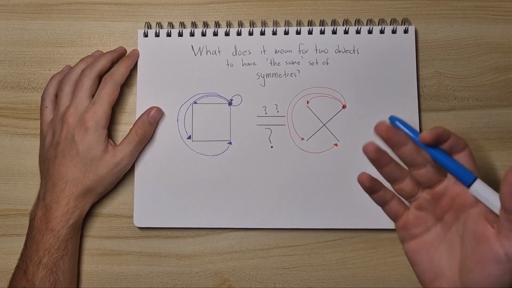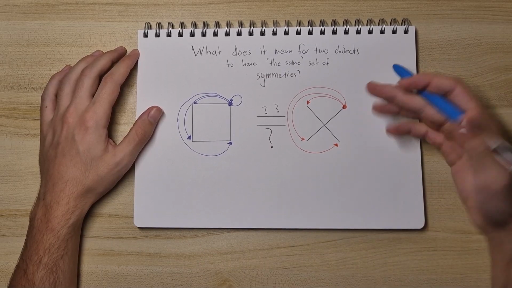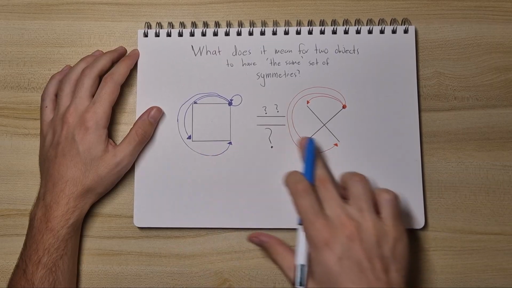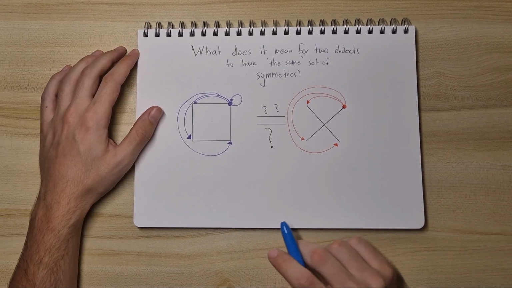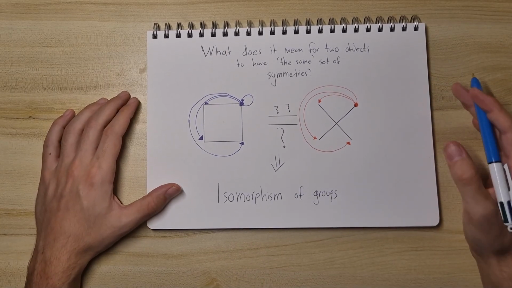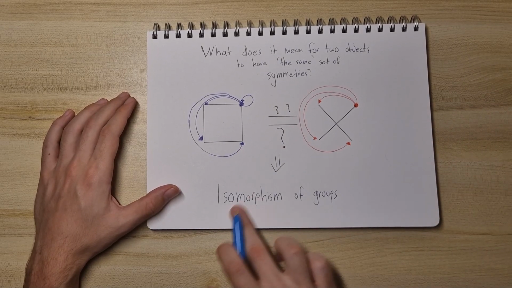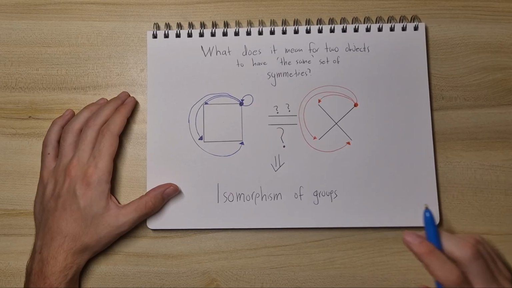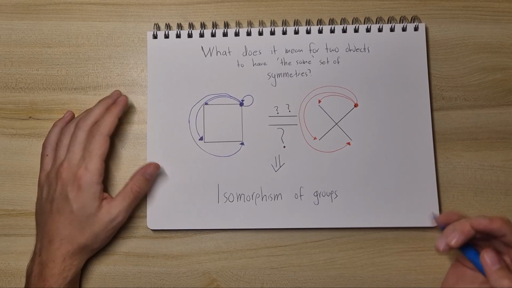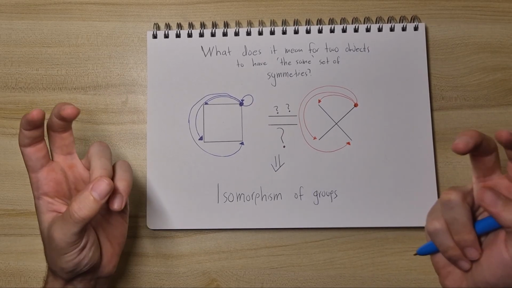But how do we formally say this? How do we formally show that the symmetries of a square are the same as the symmetries of a cross? To do this, we're going to introduce the notion of an isomorphism of groups. This isomorphism, we will soon see, encapsulates what we mean when we say that two symmetries are the same.